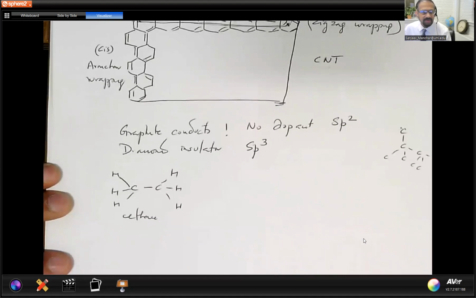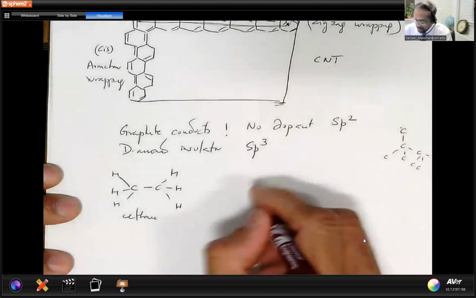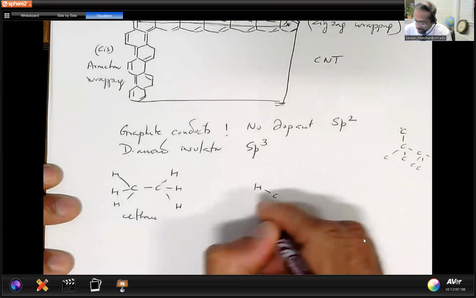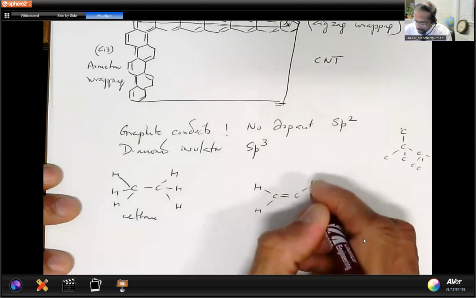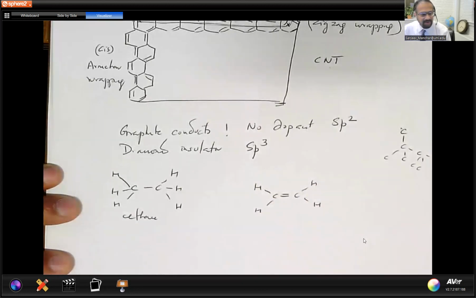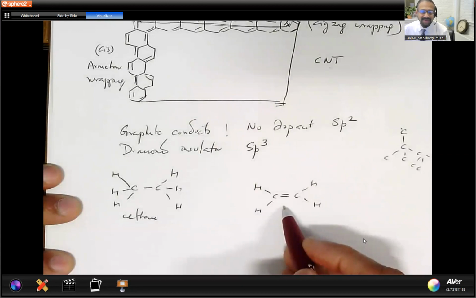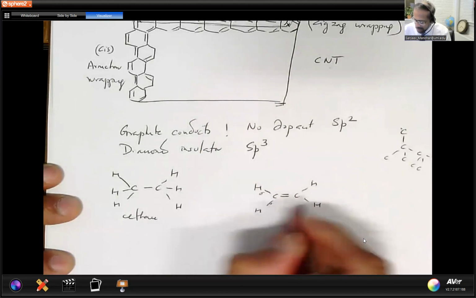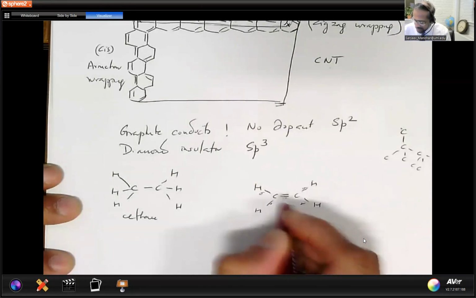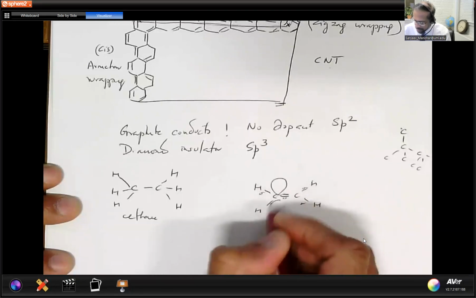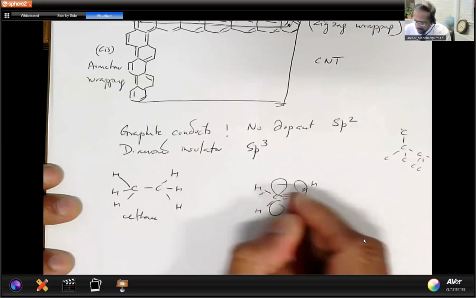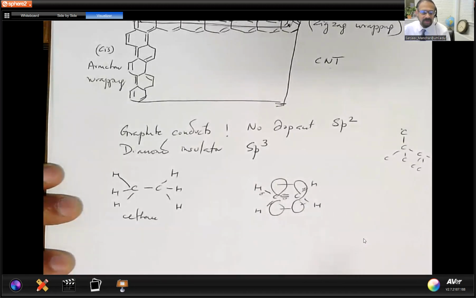No hydrogens. So what is ethylene? Ethylene is that, correct? So do you have all 4 bonds on carbon in ethylene? You do, right? This is a sigma bond, sigma bond, sigma bond, sigma bond, sigma. But this is a pi bond, right? This is the pi bond. But you still have 4 bonds.